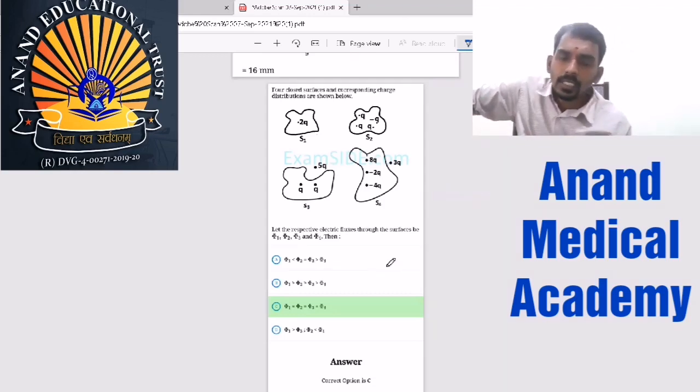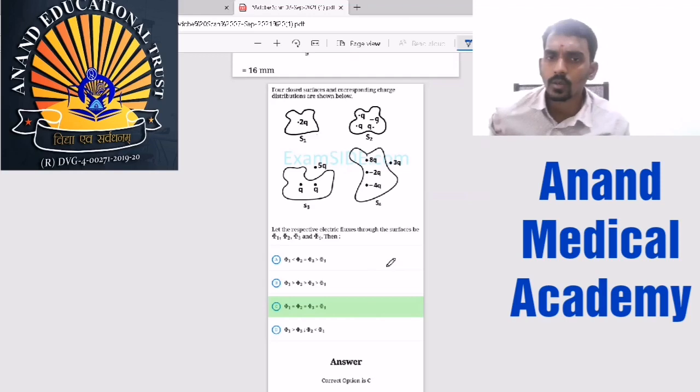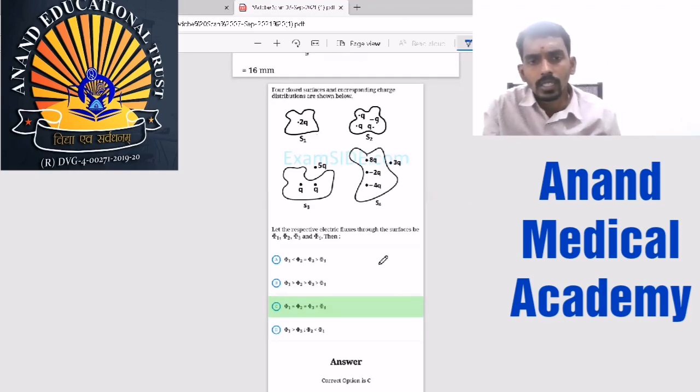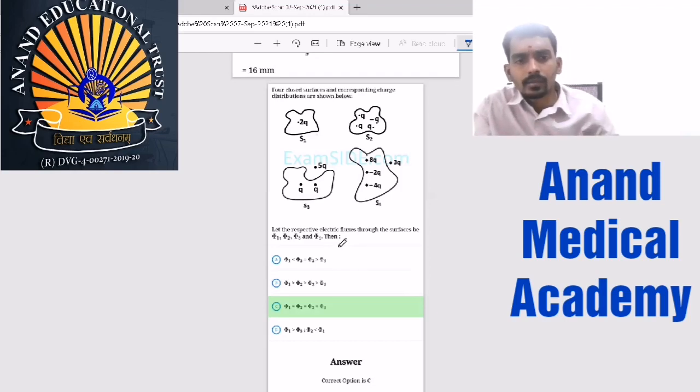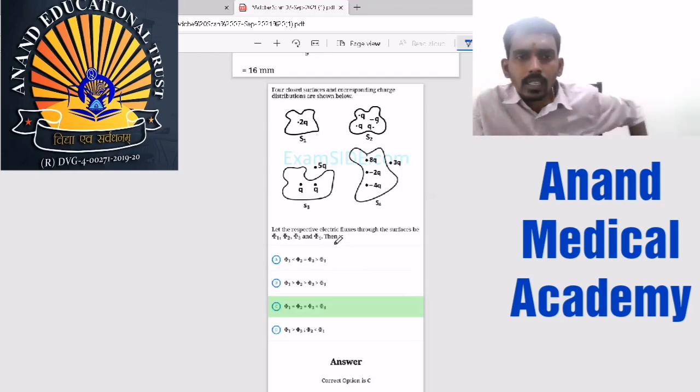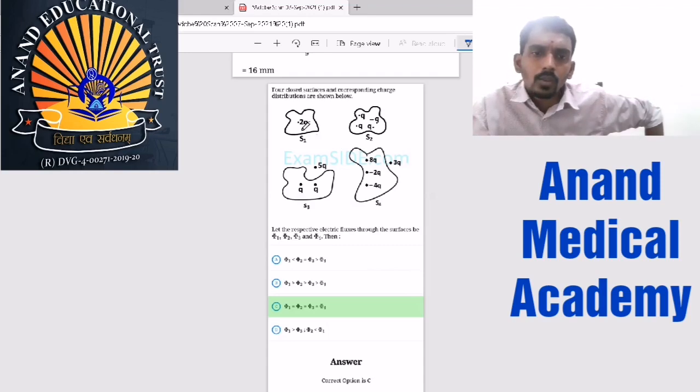Now one more thing is Gauss law. Based on Gauss law, what is the total electric flux linked with a closed surface? Here they are asking whether the fluxes are equal or not.